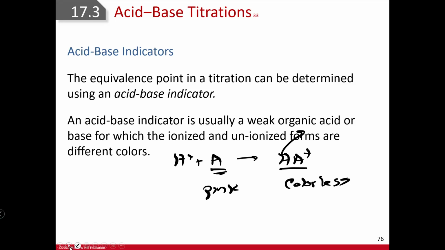So we're kind of seeing the reverse of this. We have an acid that's colorless, an ionized substance, and then as we add base, the base takes the hydrogen ion away, and eventually we just have A. And when we have A, it changes to pink. So that's what we're looking at here.